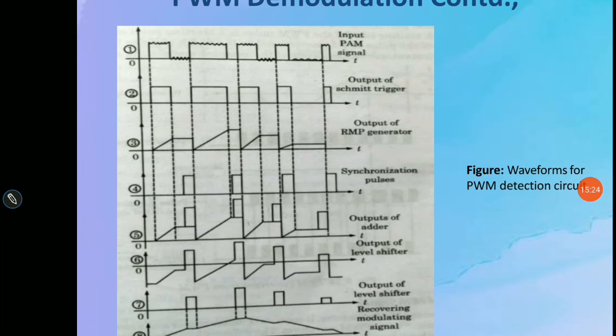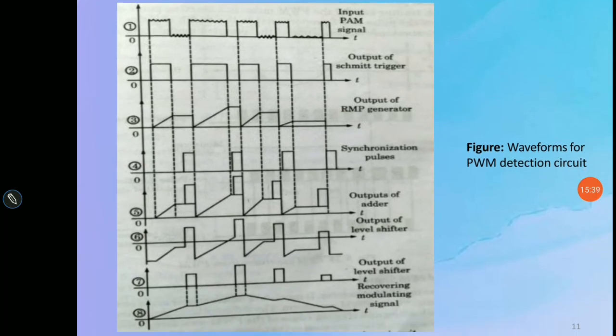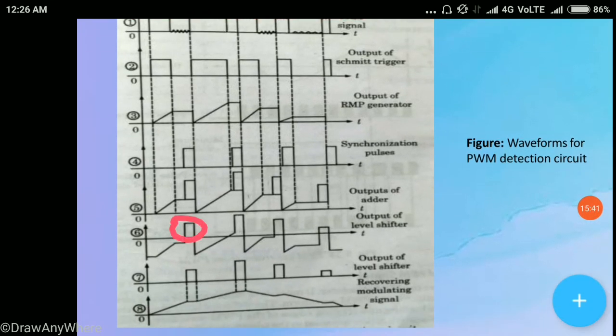Then the sixth is the output of the level shifter. It will shift the level. That means the pulses are in the upper part of the axis, and you see these pulses are in the upper part of the axis and the rest of the signal is below the axis level.